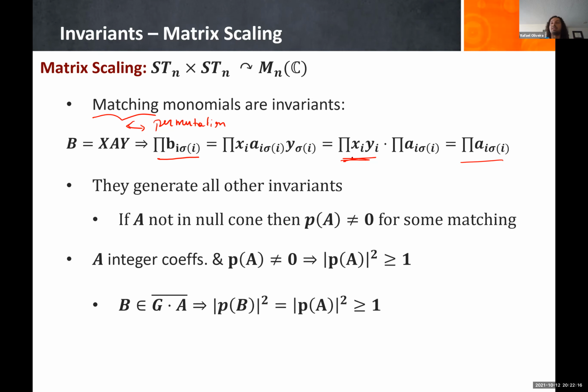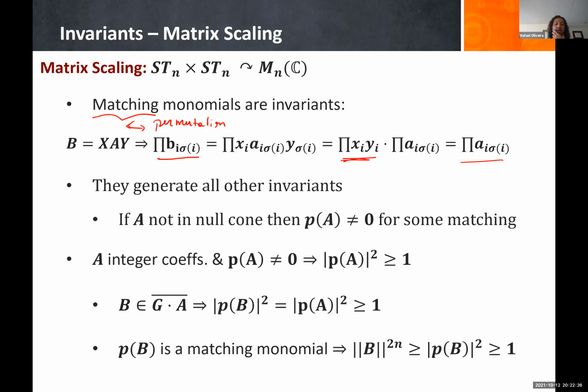And again, B is in the orbit closure of A implies that the norm of this P, because P is an invariant, it doesn't change at all, right? The norm of PB is greater or equal to 1. And again, in this case, if we use that PB is a matching monomial, it was a product of integer things, right? So it will still remain an integer. So we know that P of B is actually an integer.